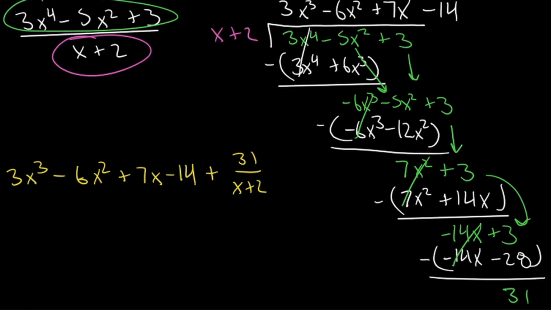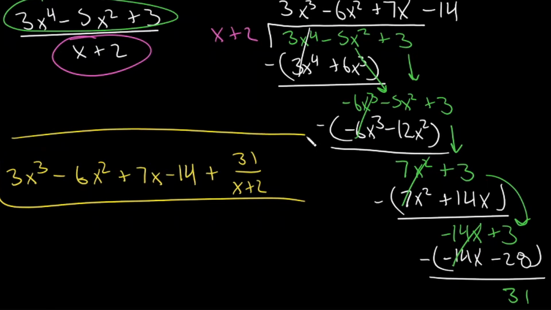So finally we have our answer. 3x cubed minus 6x squared plus 7x minus 14 plus 31 over x plus 2. So now you know how to divide polynomials using long division.